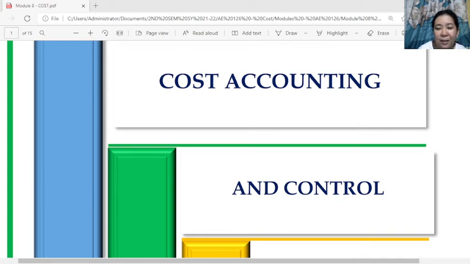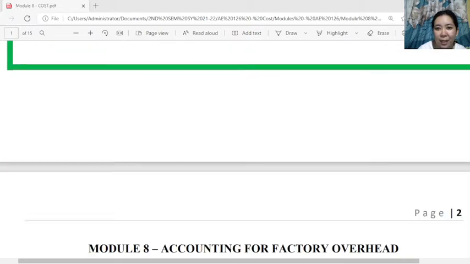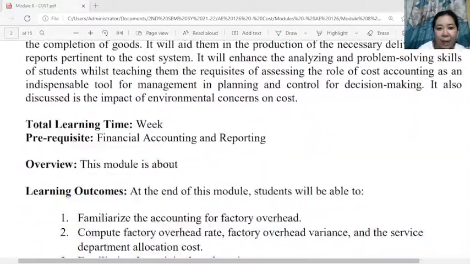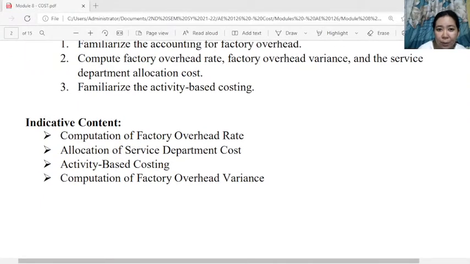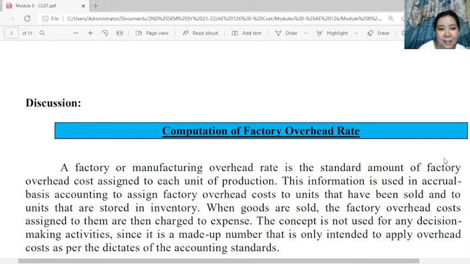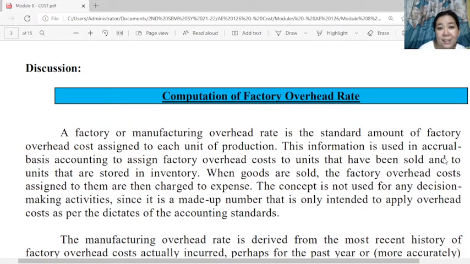Okay, so this next video lecture is about our module number 8 for cost accounting and control. This is entitled Accounting for Factory Overhead. So the discussion will be the computation of the factory overhead rate, allocation of service department cost, activity-based costing, and the computation of our factory overhead variance.